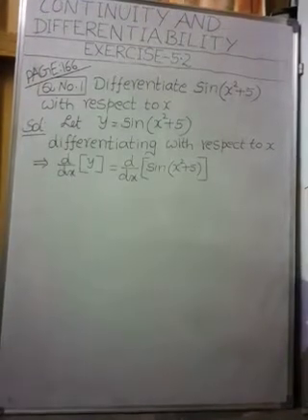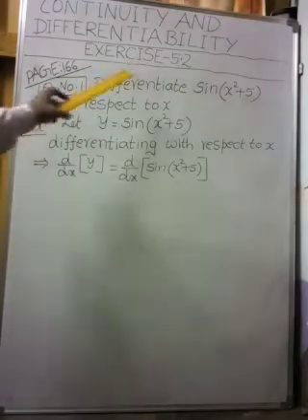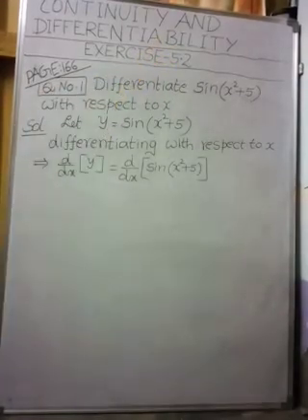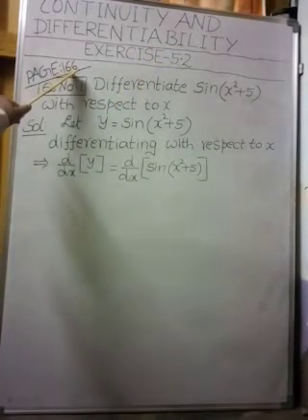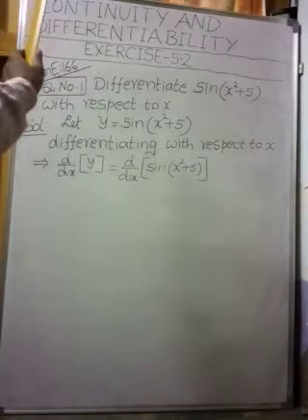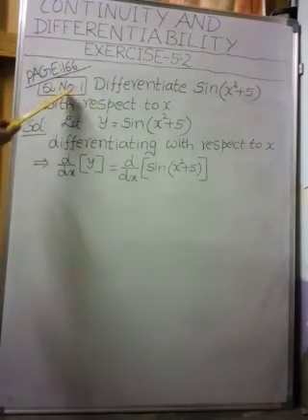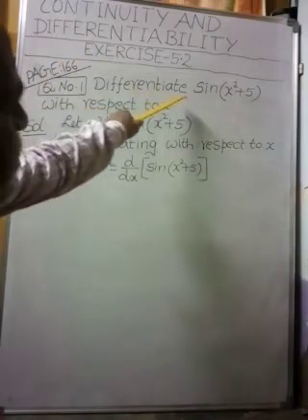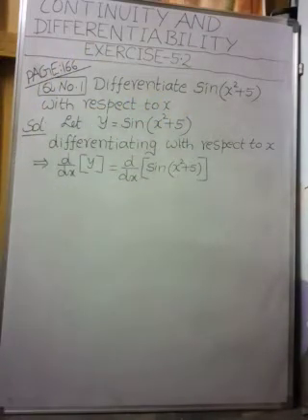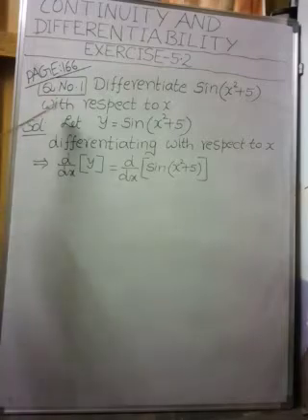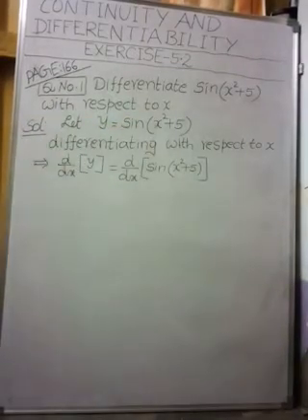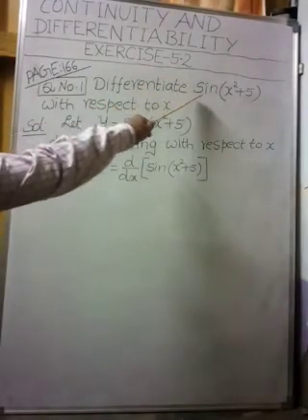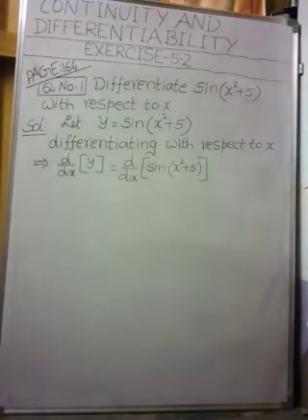Now come to the exercise 5.2 sums, my dear children. Page number 166. Question number 1. Differentiate sin of x square plus 5 with respect to x. Here we have to find the derivative of sin of x square plus 5.